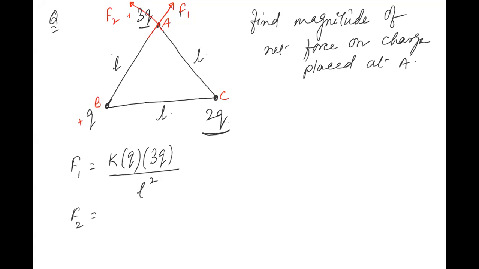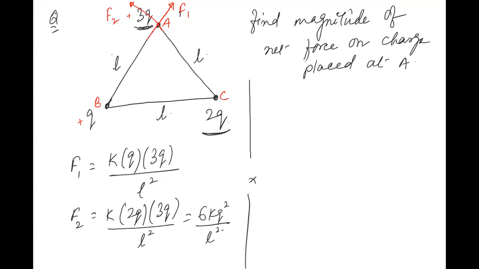Force 2 means the force between 2Q and 3Q. तो क्या लिखेंगे आप? K into 2Q into 3Q divided by L squared. तो ये कितना आ जाएगा? This will become equal to 6K squared divided by L squared. Is it clear? ये पहला स्टेप सबको समझ आ गया?